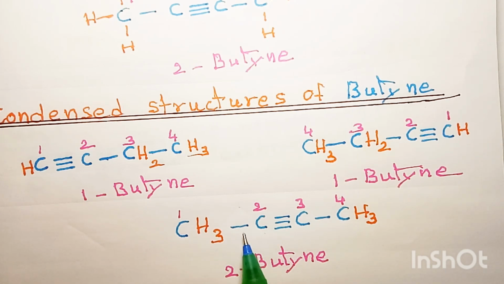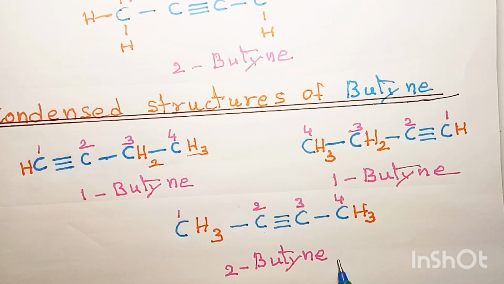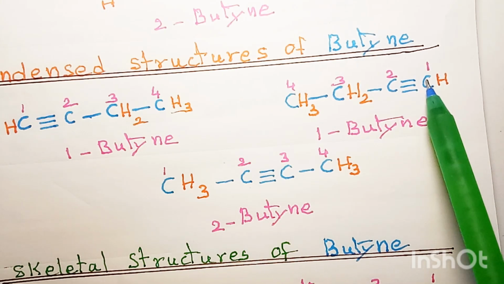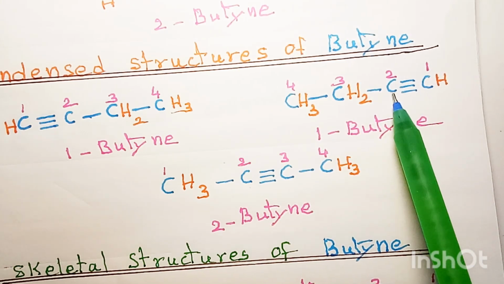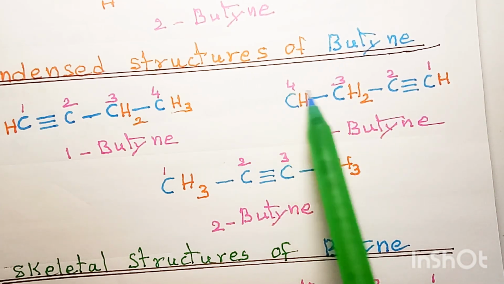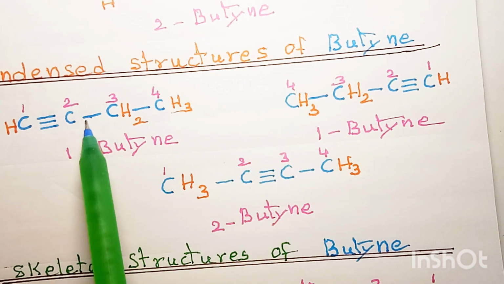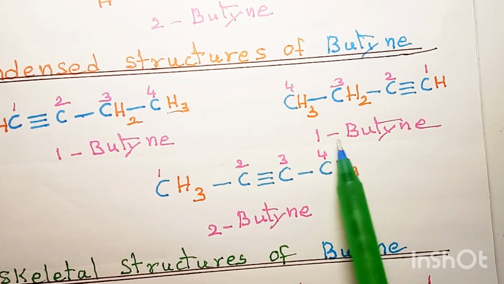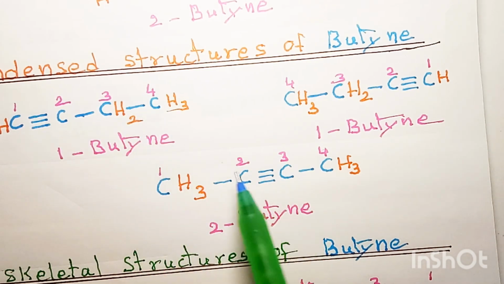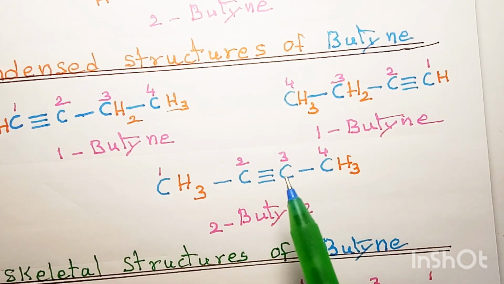CH3 single bond C triple bond C single bond CH3 is 2-butyne. This is also 1-butyne, because CH triple bond C single bond CH2 single bond CH3. This is nothing but the reverse of the earlier structure. So this is also 1-butyne. So butyne has two structures, 1-butyne and 2-butyne.